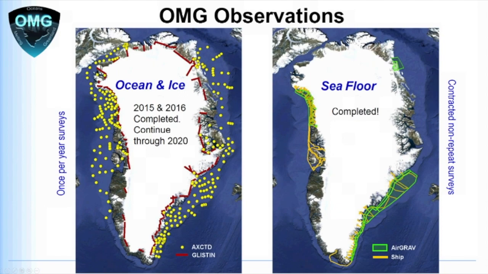So these are what the ocean and ice campaigns look like practically. The yellow dots here are AXCTD drops. We've hit most of these in 2016 and 2017. We also had a ship survey in the Northwest in 2015. And the red lines are where we measure the ice heights. This is a little bit of an old plan.